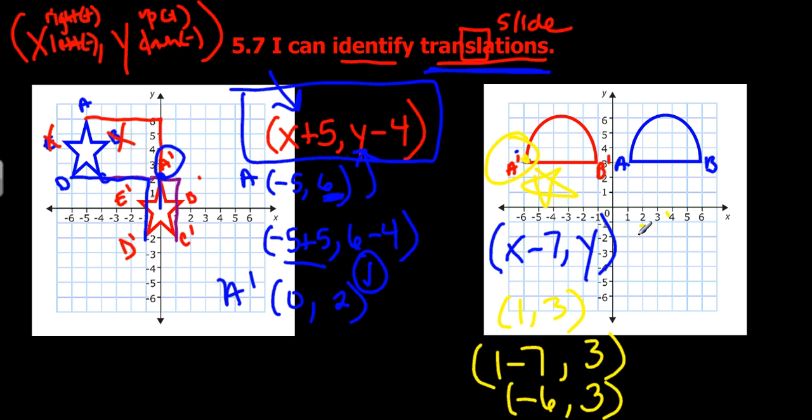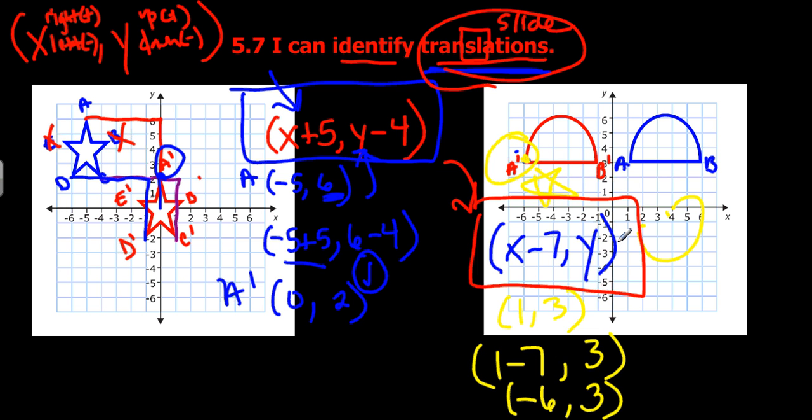Super awesome. So if I were to look at my answer again, it is x minus 7 comma y. That's describing the translation using coordinates.